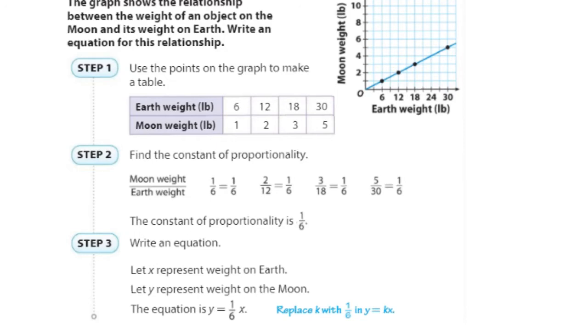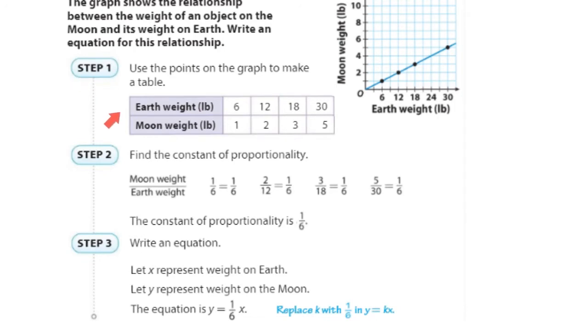So let's look at this problem. The graph shows a relationship between the weight of an object on the moon and its weight on the earth. Write an equation for this relationship. So they gave you this part that's in bold, and they gave you this graph. And you can see the line goes through the origin, so it's proportional, and they have some points labeled. So they expect you to be able to do this on your own.